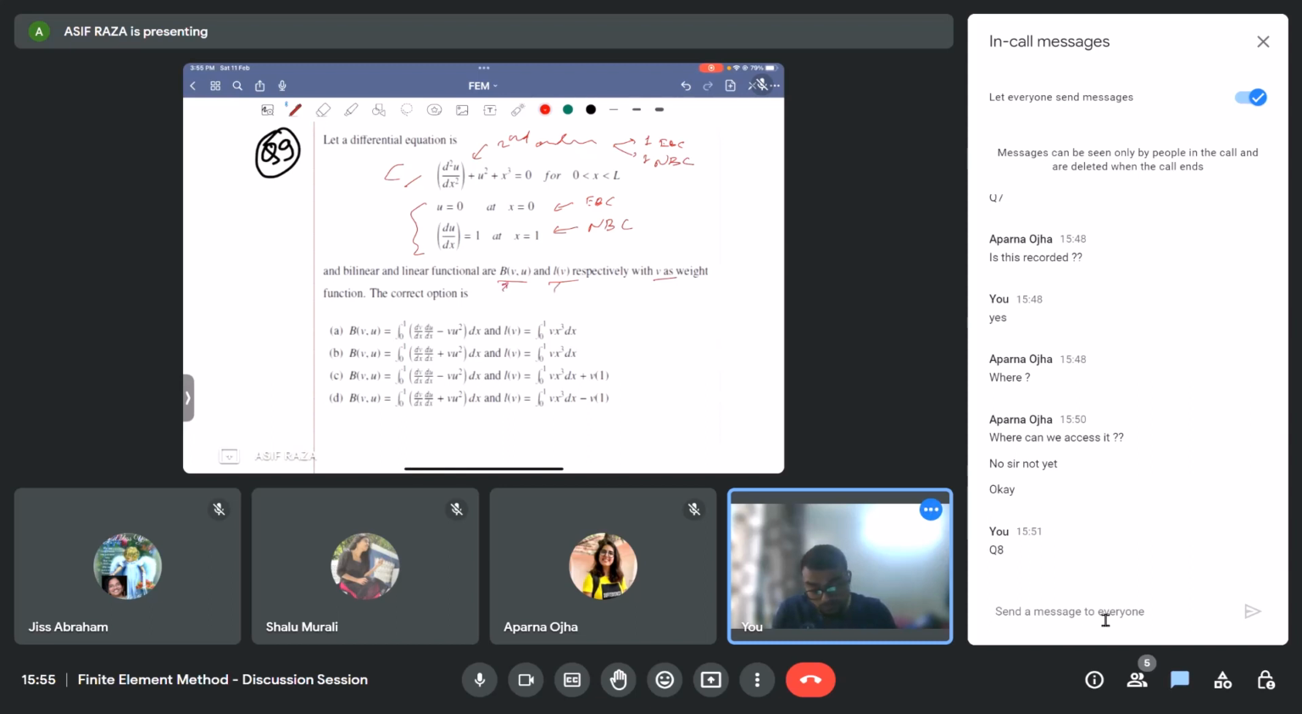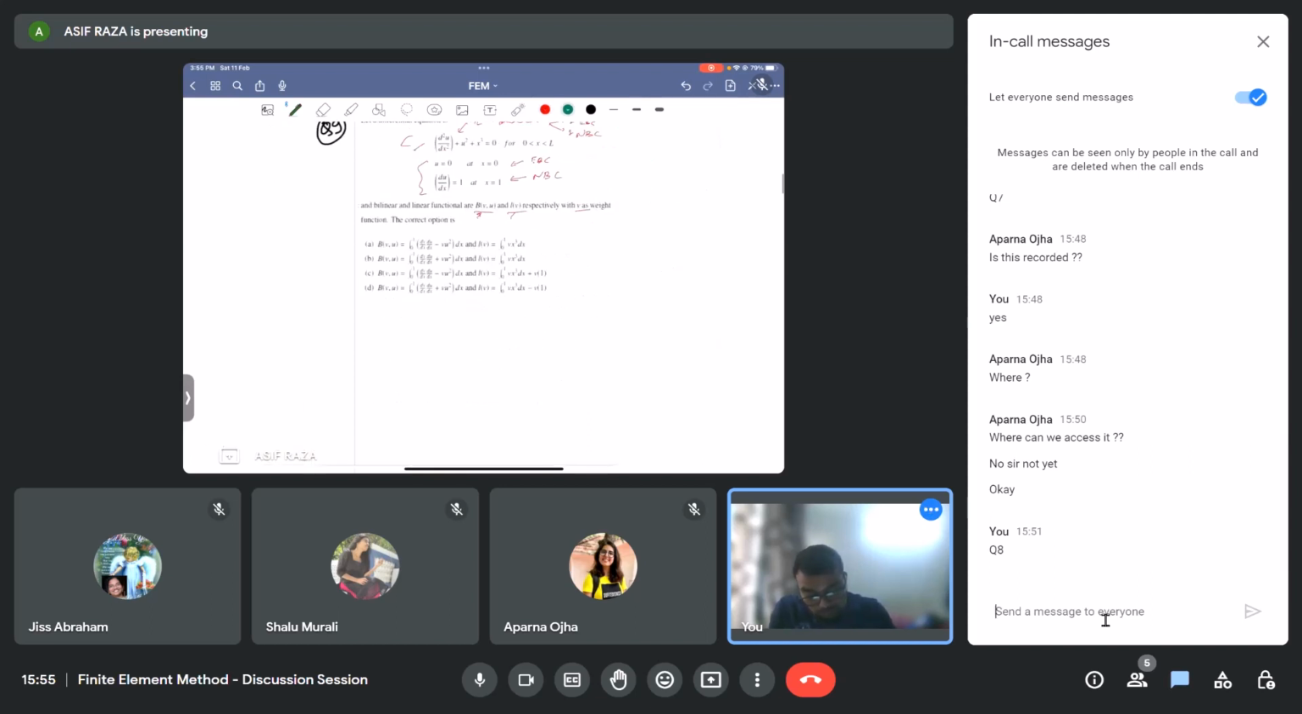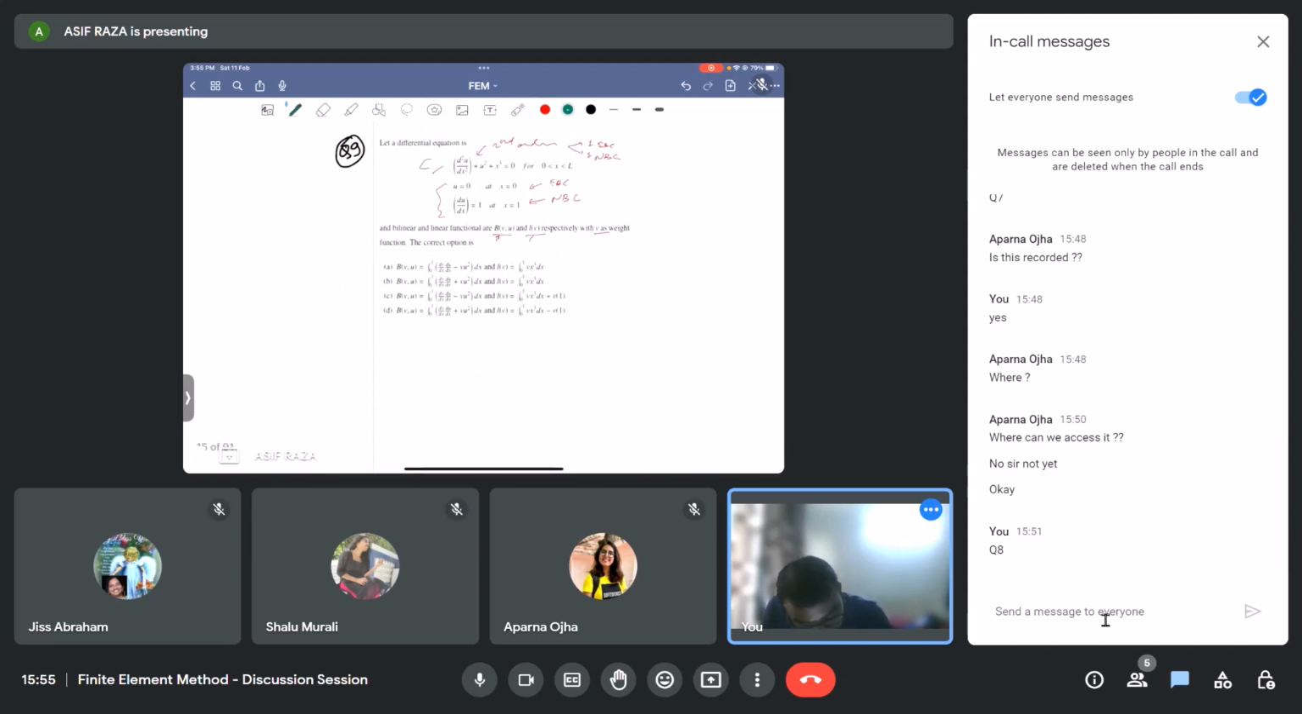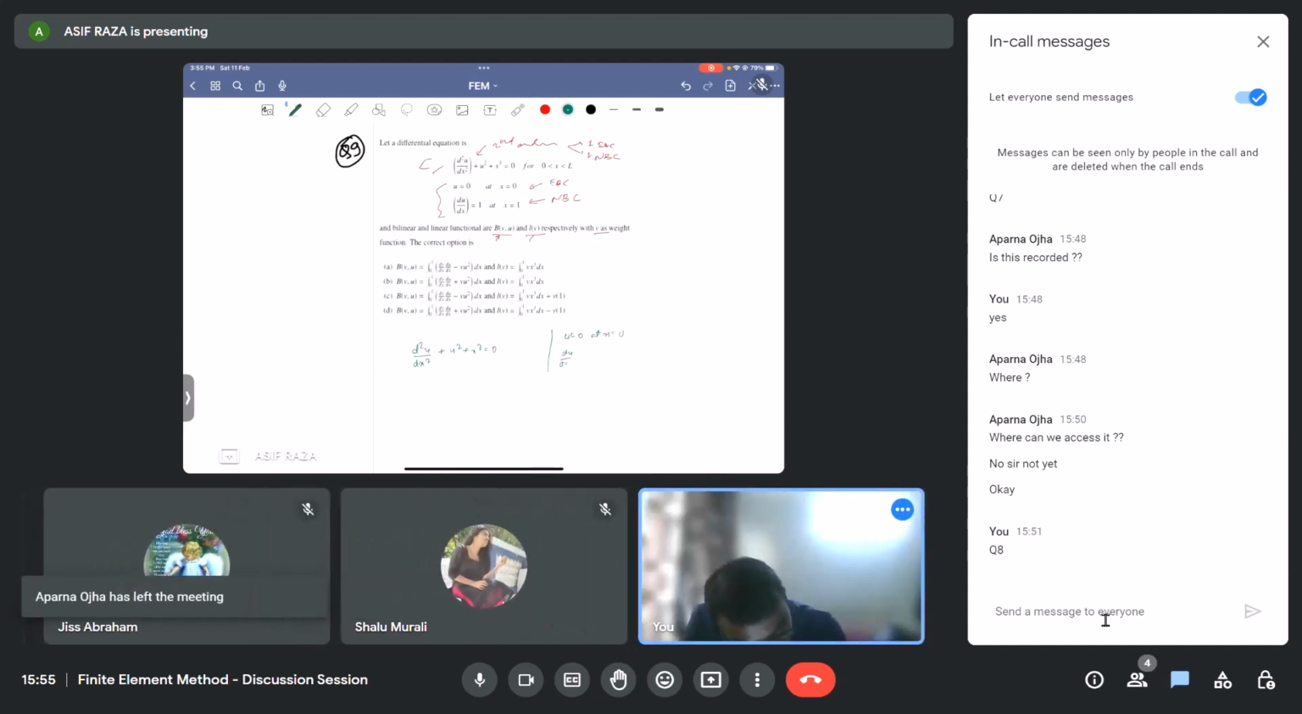Okay, so this can be solved step by step. I'll just write it. We are given the differential equation as this, plus x cube equal to 0, with boundary conditions u equal to 0 at x equal to 0 and du by dx equal to 1 at x equal to 1.